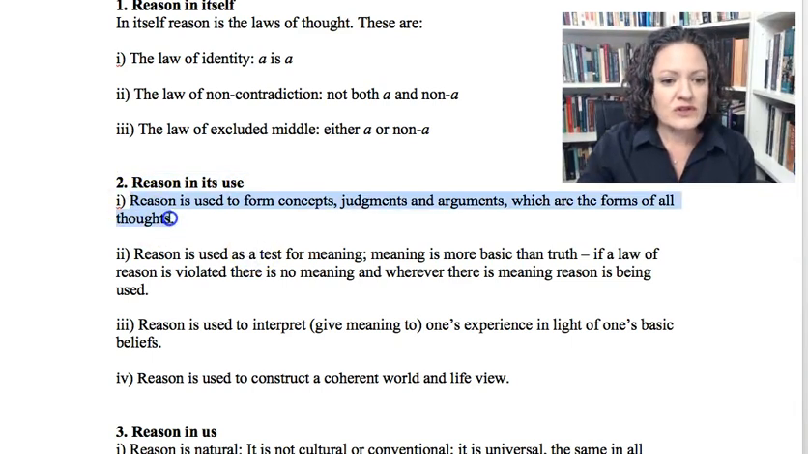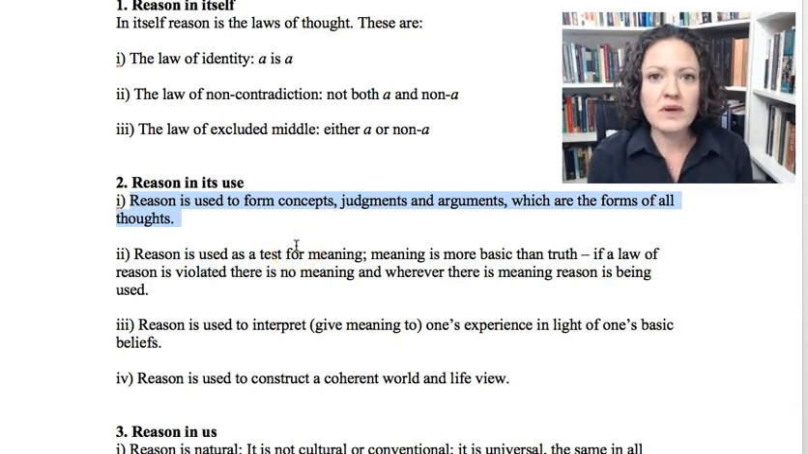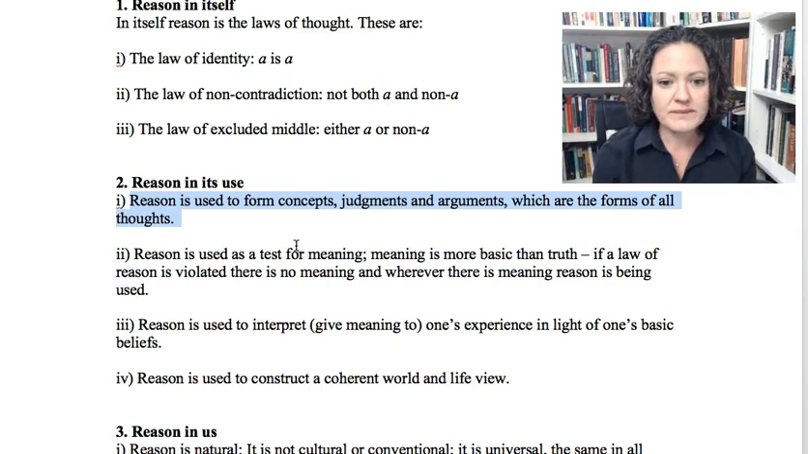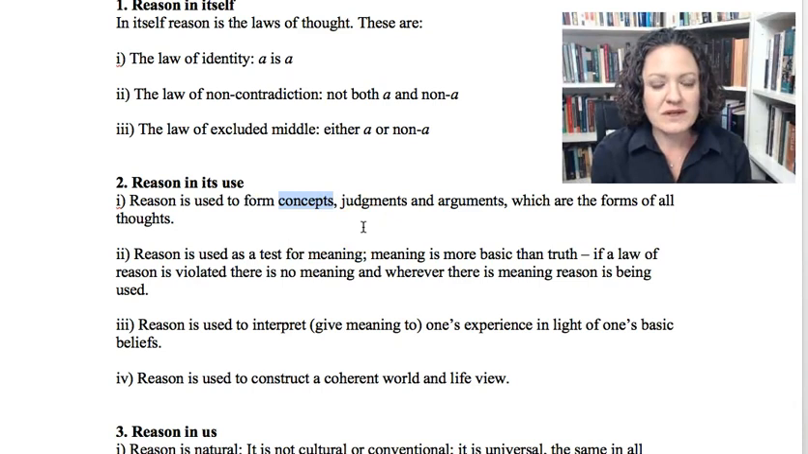All right, so first, reason is used to form concepts, judgments, and arguments. And these are the forms of all thought. Okay, so this will make a distinction between thinking and non-thinking. All right, let's talk about concepts first. Let's get the concept of concept. In fact, our study will be divided into the study of concepts and judgments and arguments. Once we get into judgments and arguments, it'll be more formal logic. Right now we're doing informal logic.